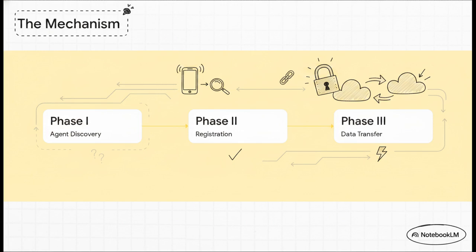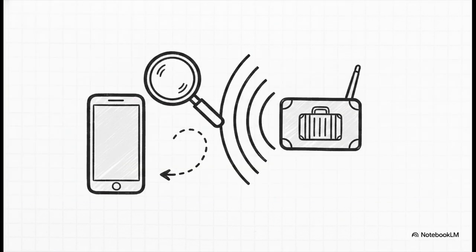Let's break those down. In Phase 1, the mobile host essentially has to figure out where it is. It discovers its new care of address by listening for ICMP router advertisements. Basically, the foreign agent is out there broadcasting its presence, and if the mobile device doesn't hear it right away, it can actively send out a solicitation message to find that foreign agent and grab its temporary care of address.